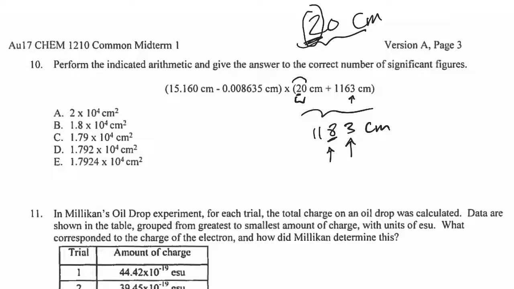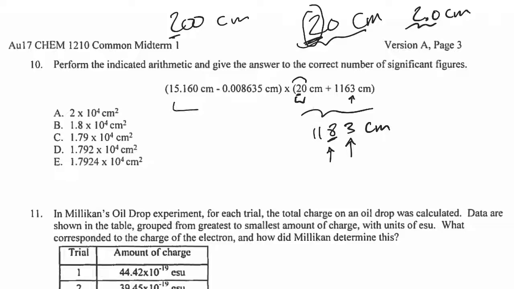So the zeros are only significant when they're after a decimal. So if we were at like 2.0 centimeters and saw that in a problem, that would be two sig figs. But if we saw something like 200 centimeters, that's also just one significant figure.